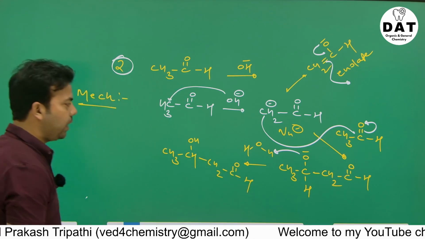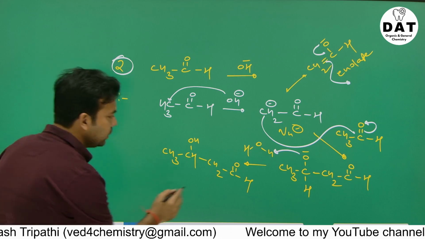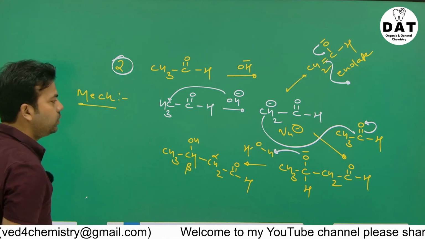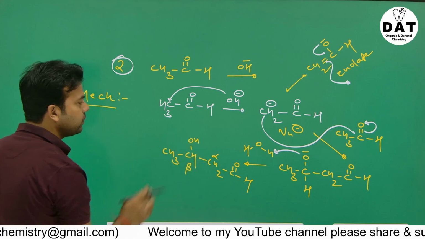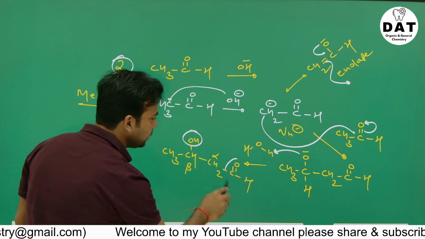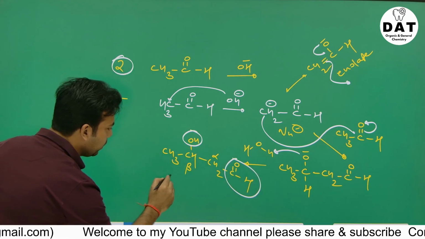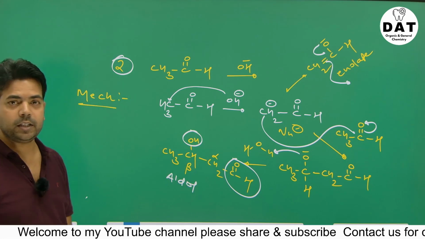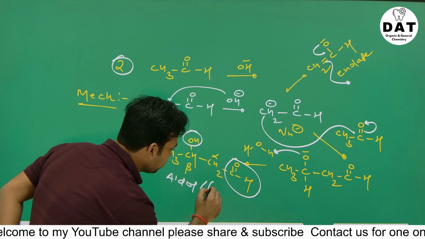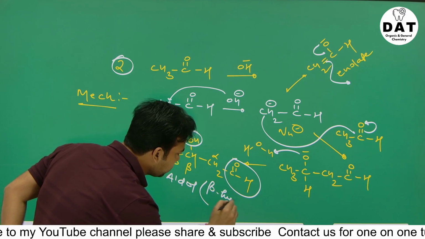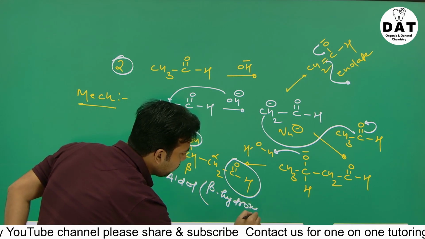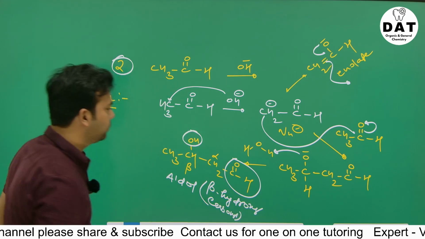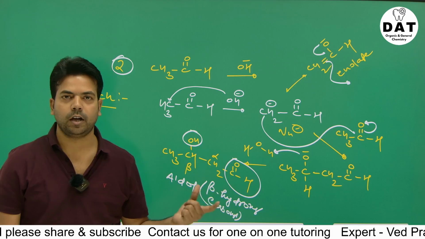In this type of chemical compound, the carbon neighboring the carbonyl is alpha, and the one neighboring alpha is beta. This one has aldehyde as well as alcohol. So this is called aldol. And chemically it is called beta hydroxycarbonyl. Clear? This is beta hydroxycarbonyl.